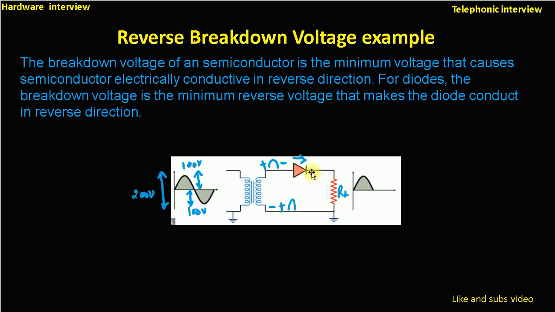It is also asked in interviews what the reverse voltage rating of this rectifier diode should be. So you can answer: if the half cycle is 100 volts, then the reverse voltage rating of the rectifier diode should be twice the negative half cycle voltage.